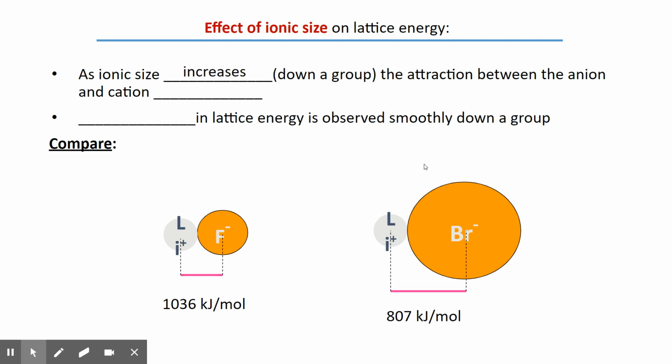So the ionic size increases as we go down the group. So the top of the group has a smaller ionic size, and as we go down the group, that ionic size increases or gets larger. The attraction between the anion and the cation decreases. Why? Why do you suppose it decreases?